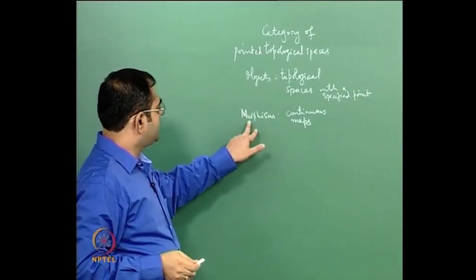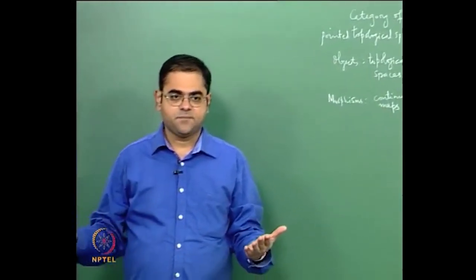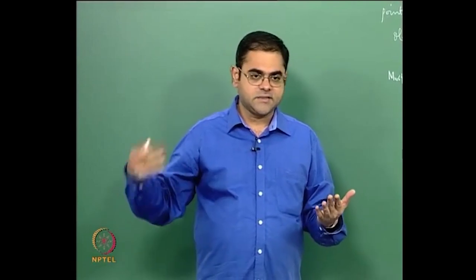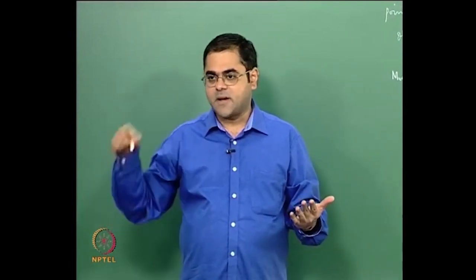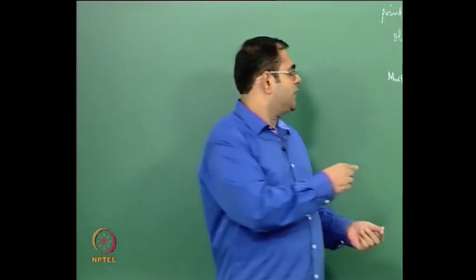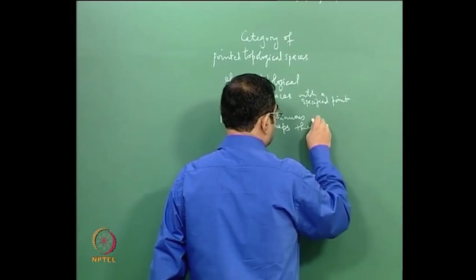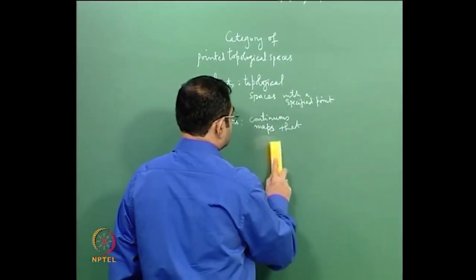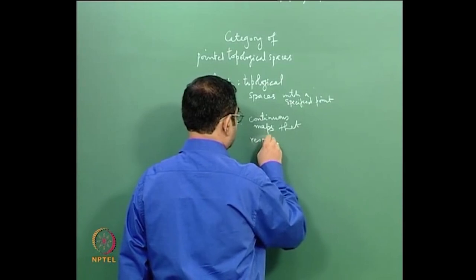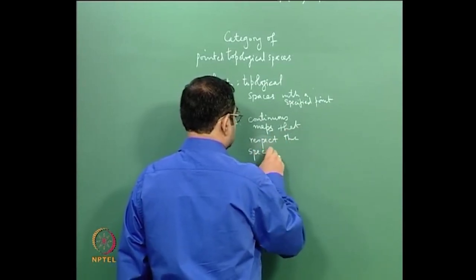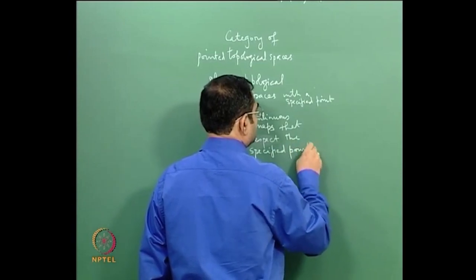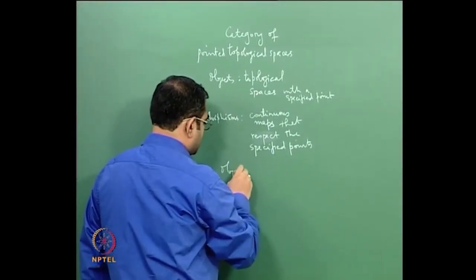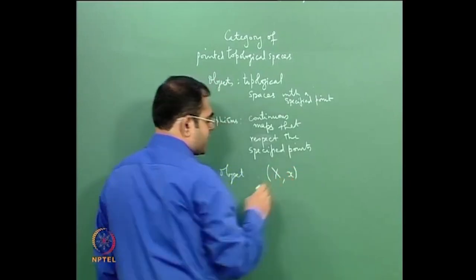And then the morphisms. If I take two topological spaces, each one is going to have a point specified, and then I do not just consider all continuous maps from this space to that space, I only consider those maps which map this point to that point. So continuous maps that preserve, or that respect, the specified points. So in this case, an object is going to look like a pair capital X comma small x.